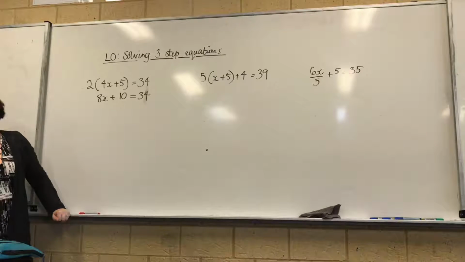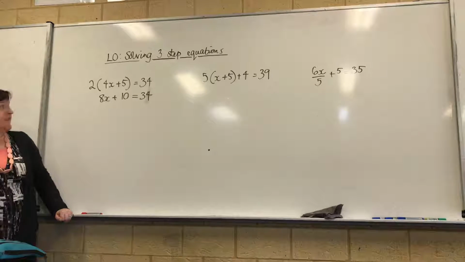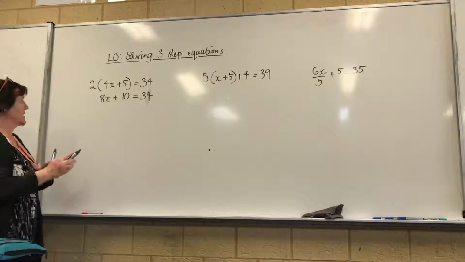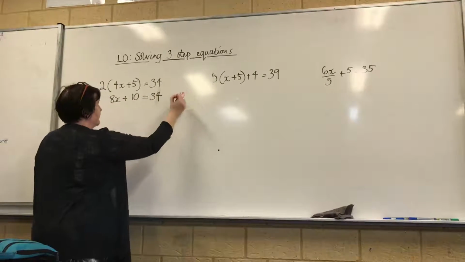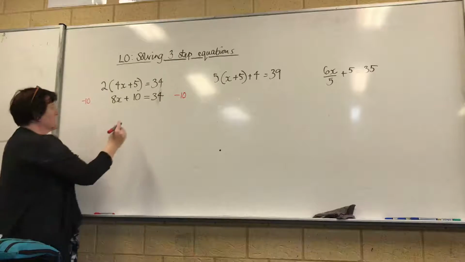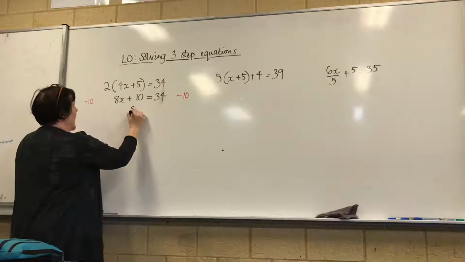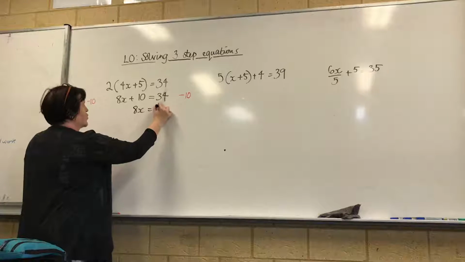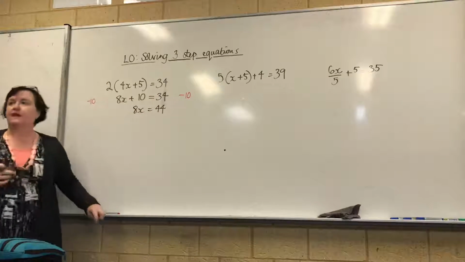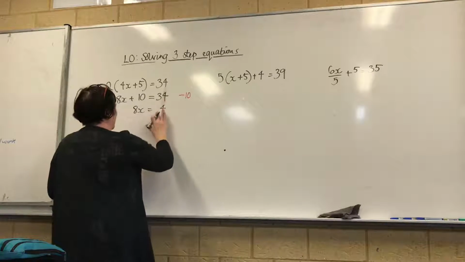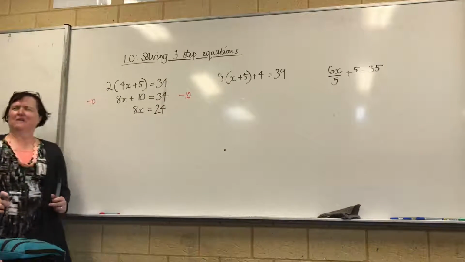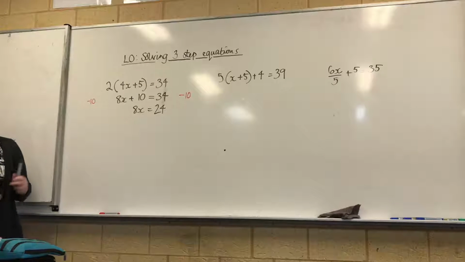What do I need to do now? Subtract 10 from both sides. Yeah, I need to eliminate the constant, don't I? So I'm going to take 10 from both sides. Okay, this is going to end up as a fraction, I think. And so we've got 8x equals 24, sorry. I was thinking that doesn't work.